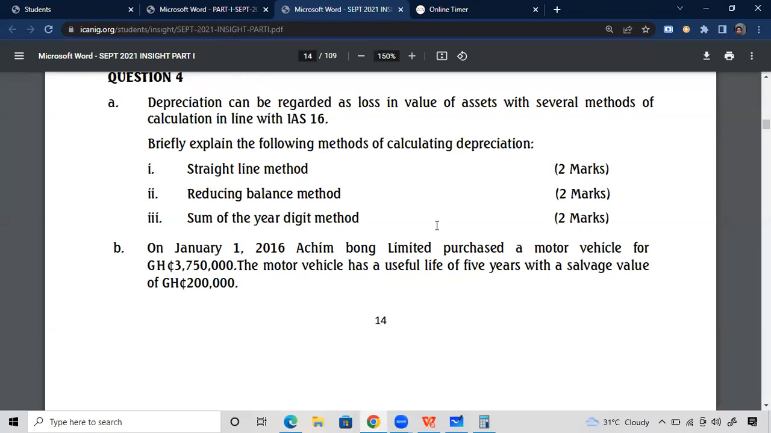So what is the depreciation now in this question 4B? What is the depreciation using straight line method? Anybody? Don't forget the formula: cost minus scrap value divided by the number of years. Please do this on time. What is the depreciation using straight line method? Question 4B.